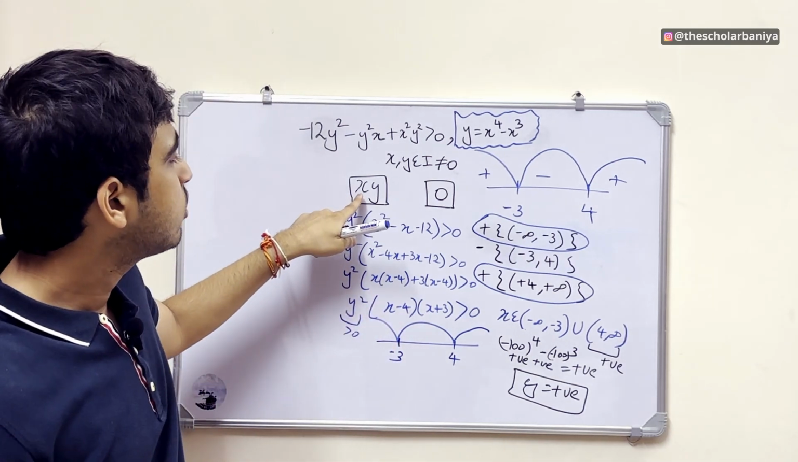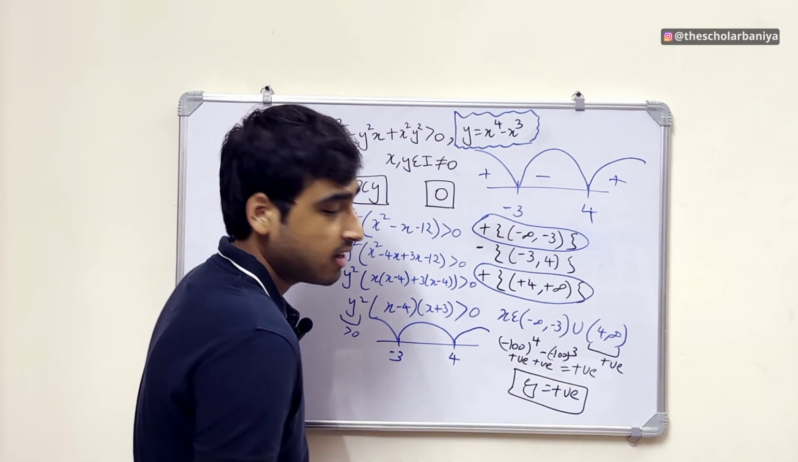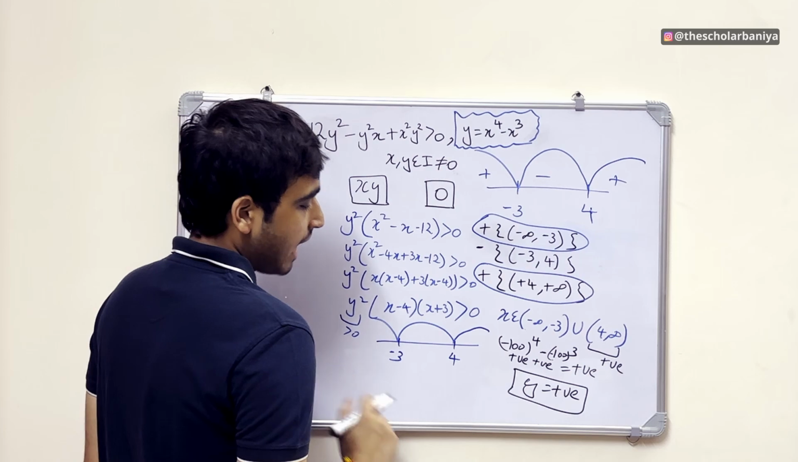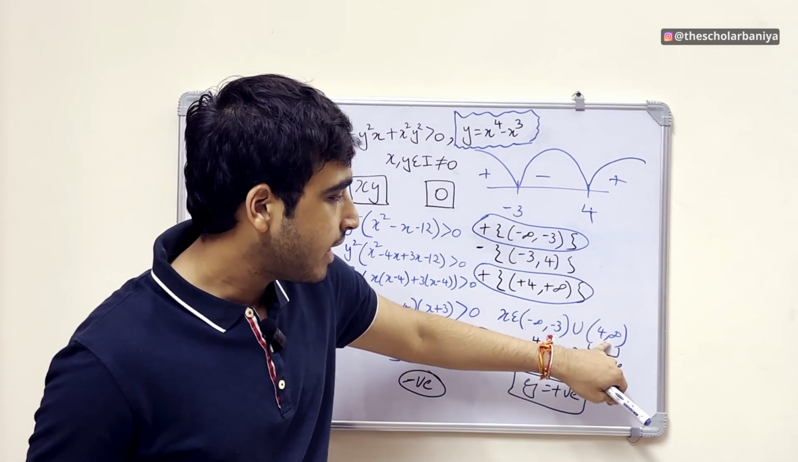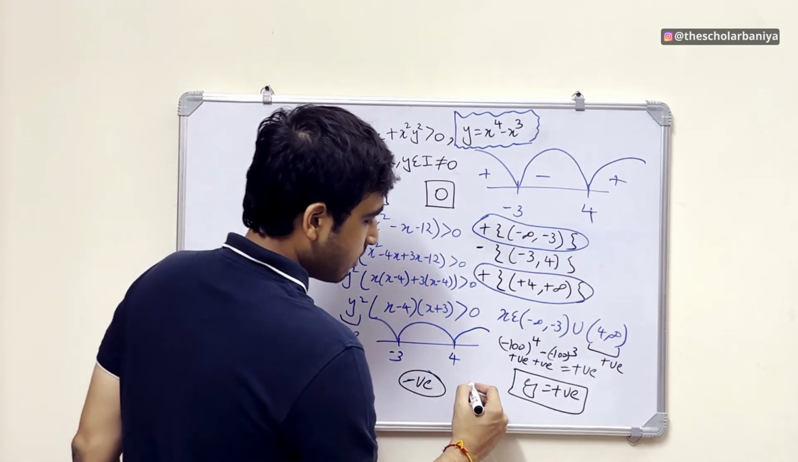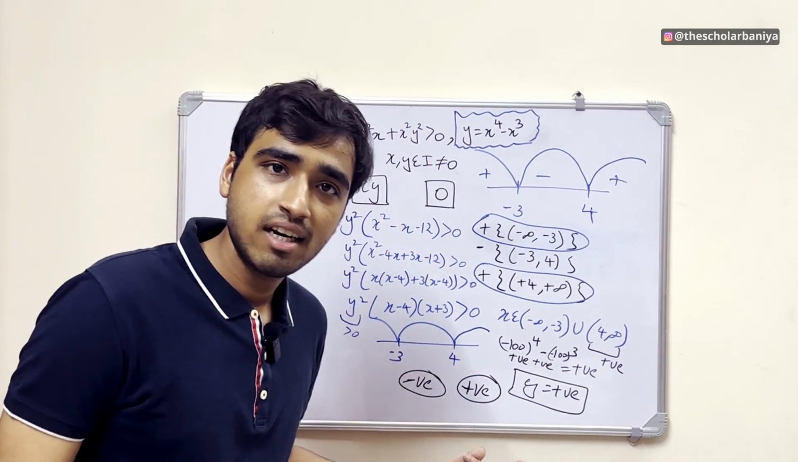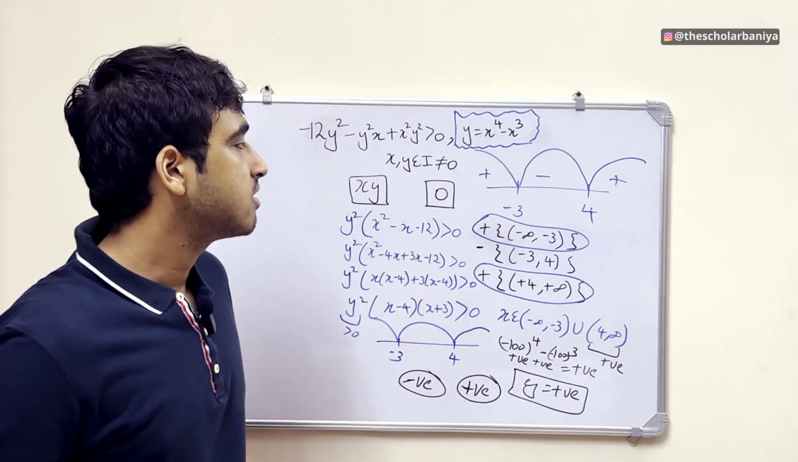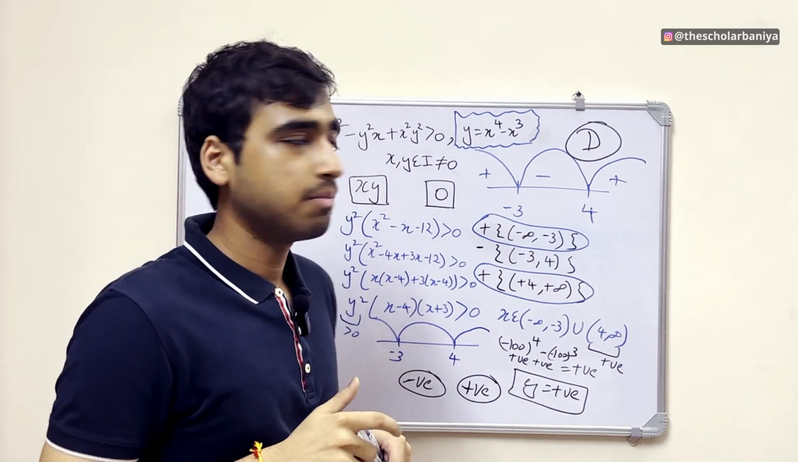But the question is asking us to compare xy and 0. If x is negative and y is positive, then xy will be negative, right? Because negative into positive. So in that case, xy will be negative. But if you take x positive, then also y is positive. So in that case, xy will be positive, right? So xy is sometimes negative, xy is sometimes positive. So that means we cannot say anything conclusively. So the answer will be D. So your D is the answer.